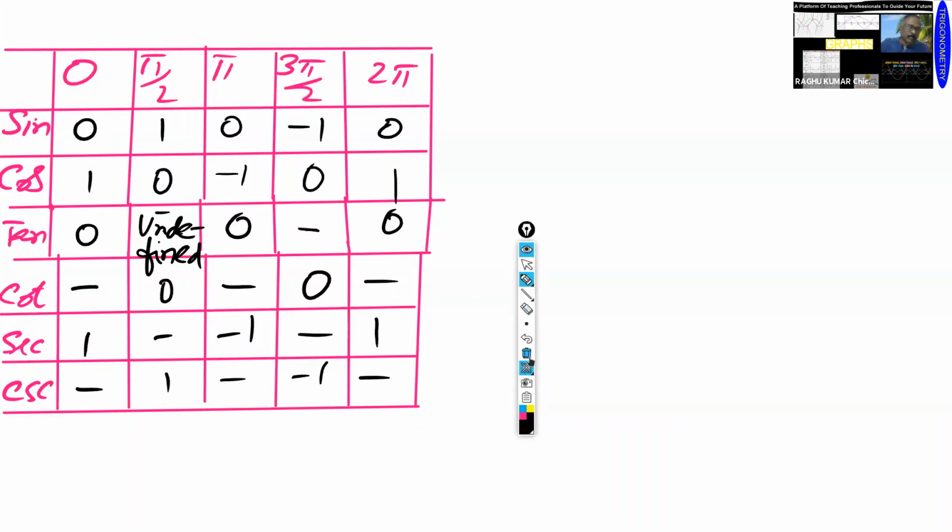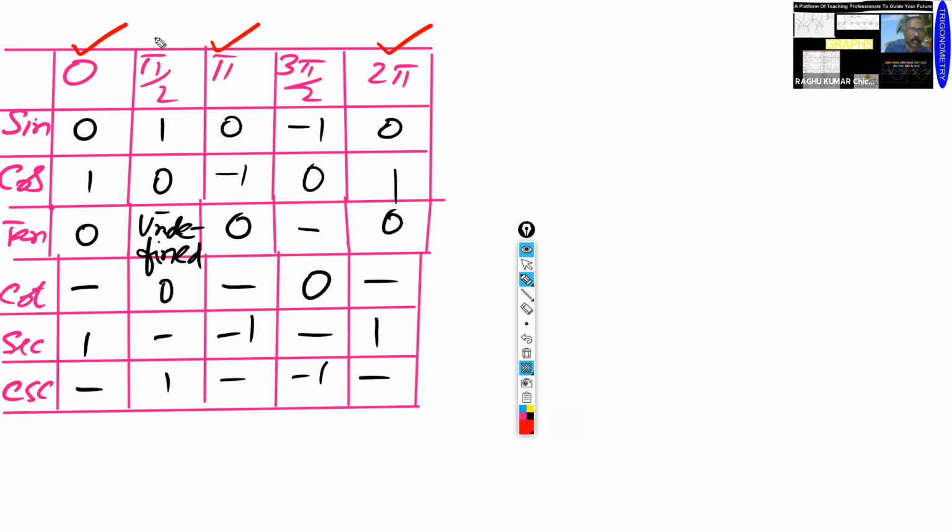Okay. So we will now be understanding this one from this one. Just check it out carefully. For all these, what is happening? If it is clear observation, you have to say this. For 0, you are getting 0. For pi, you are getting 0. For 2 pi also, you are getting 0. I'm talking about sine.